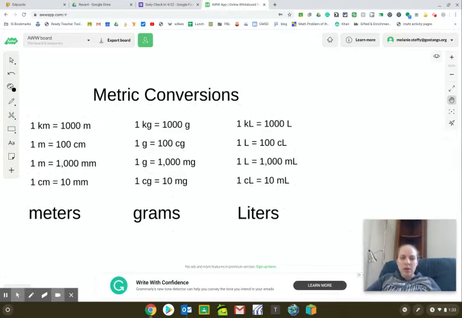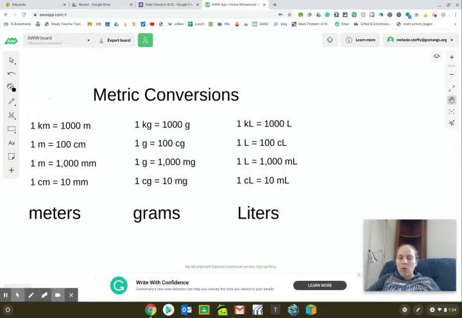So if you look here, a lot of times you'll see metric conversions and they will give you the different conversions. You'll see that meters, once again, is to measure length, grams is to measure weight, and liters is to measure the capacity or the volume amount of liquid in something. The one thing that's nice is if you look at these charts, all of them are the same. The only thing that's changing is the base, whether you're dealing with meters, grams, or liters.